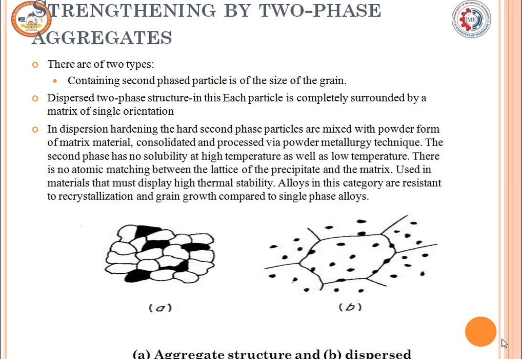In the second phase, some materials which doesn't have solubility at high temperature as well as low temperature, so that it doesn't have any atomic matching between the lattice of the precipitate and the matrix used in material that must display high thermal stability. Alloys in this category are resistant to recrystallization and grain growth compared to single phase alloy. So here it shows the aggregated structure and the dispersed structure.